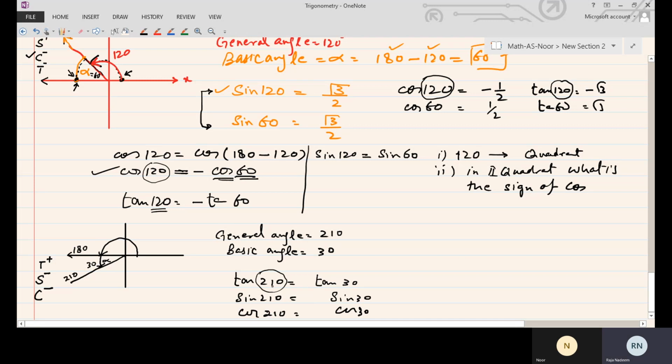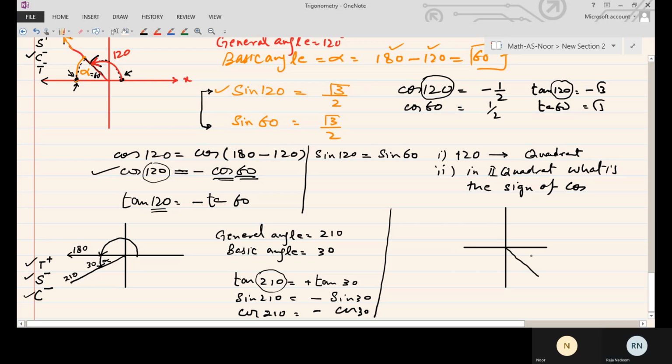Now we'll think about the sign, positive or negative. In the third quadrant, tan is positive, so we'll put a plus sign with tan of 30. In the third quadrant, sine is negative, so we put a negative sign with sine 30 and a negative sign with cos 30. Okay? Does it make some sense?